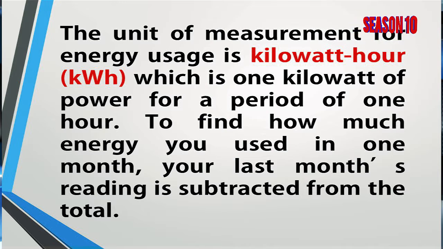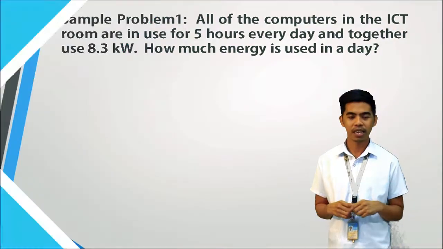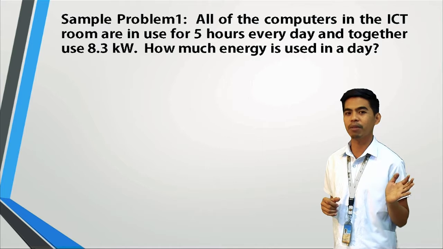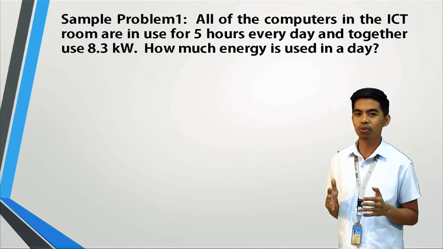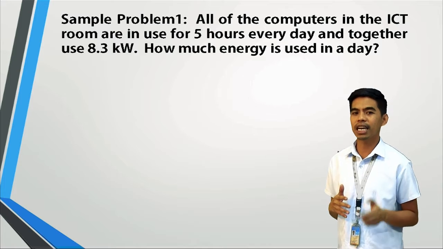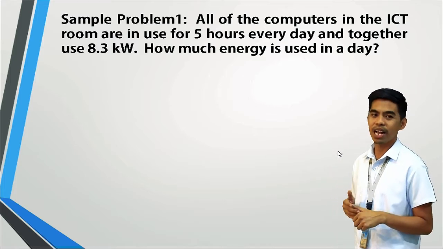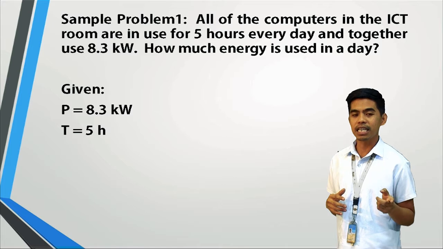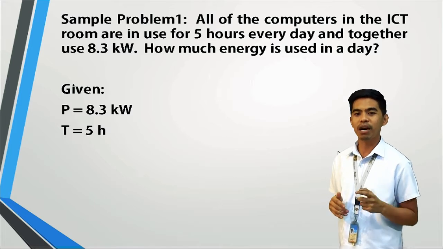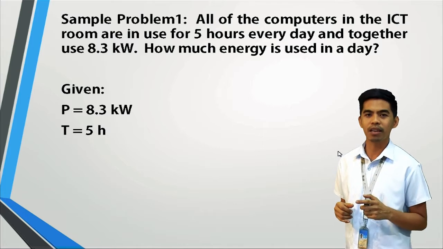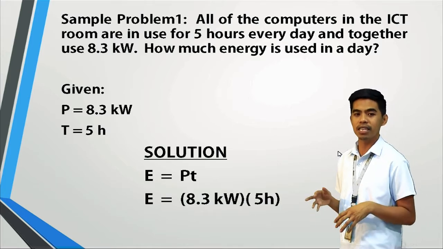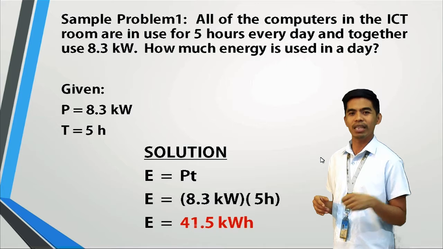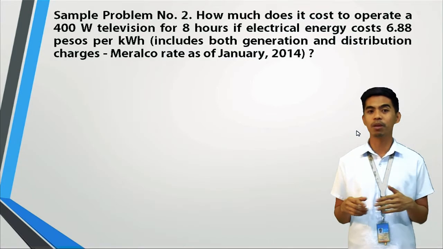Try to solve the following sample problems in calculating energy costs. Sample problem number 1. All of the computers in the ICT room are in use for 5 hours every day, and together use 8.3 kilowatts. How much energy is used in a day? The given values are P = 8.3 kilowatts and T = 5 hours. Find the amount of energy used. Using the formula E = P × T and substituting the given values, the answer is 41.5 kilowatt-hour.